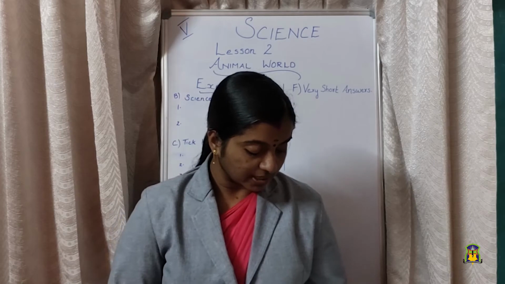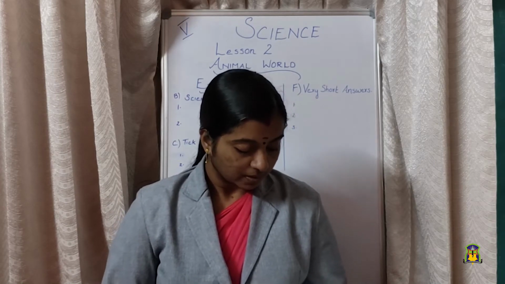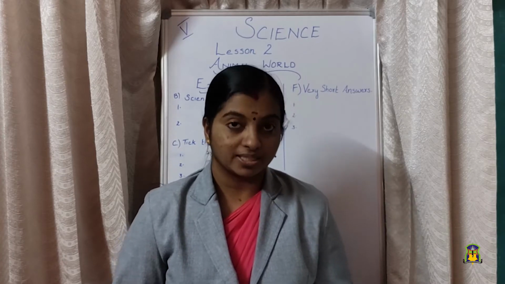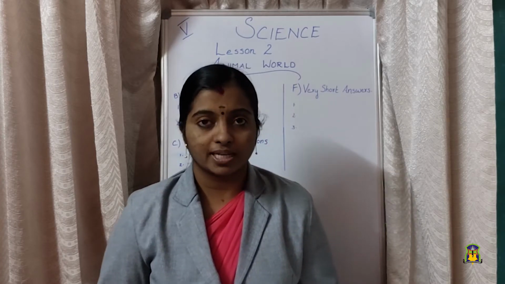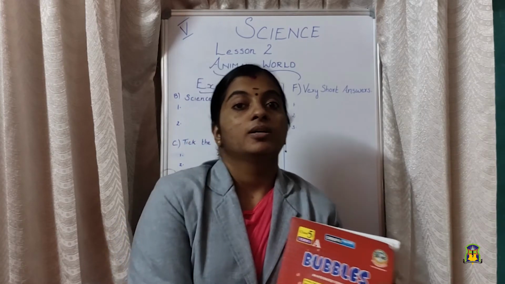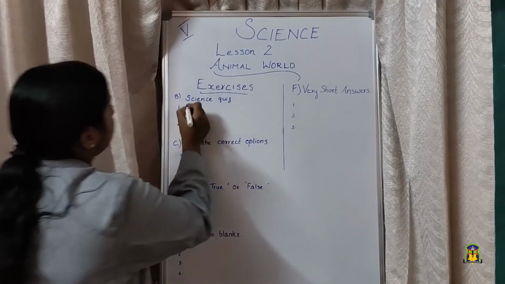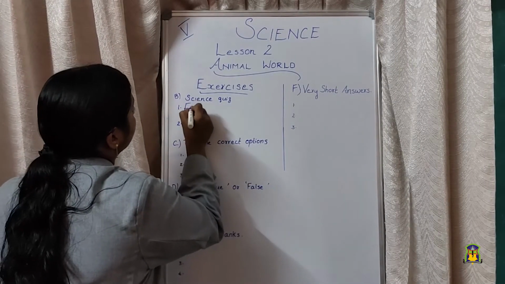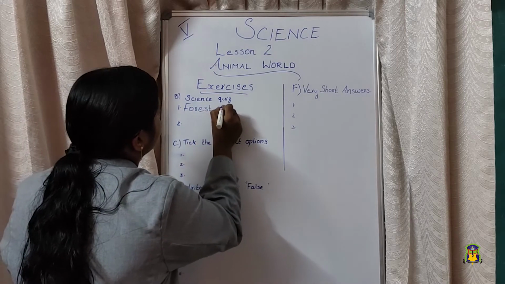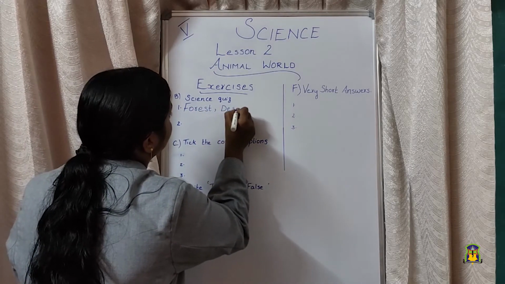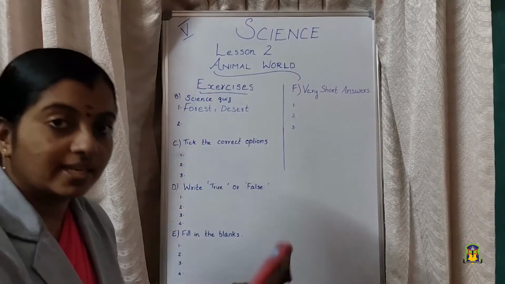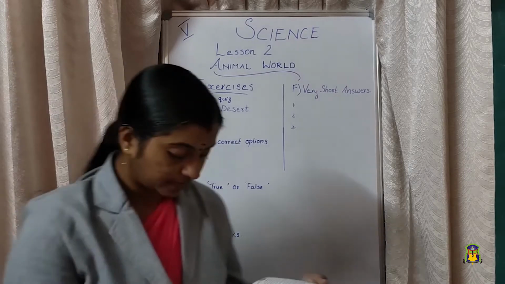The next section is the science quiz. Question number 1. Name the different types of habitat. Can you name any two habitats? Yes, forest and desert. Please write down forest, F-O-R-E-S-T, then desert, D-E-S-E-R-T. Forest and desert.